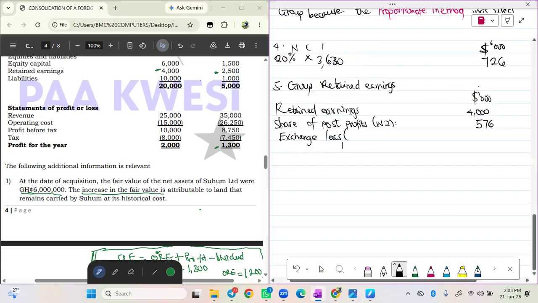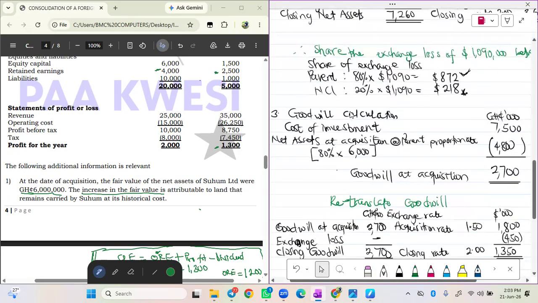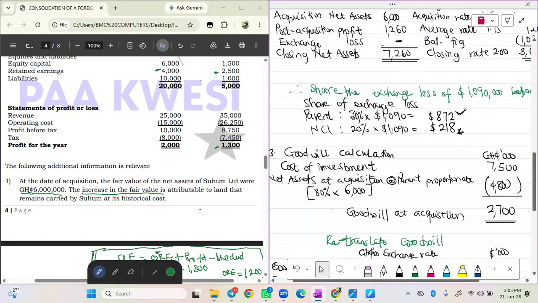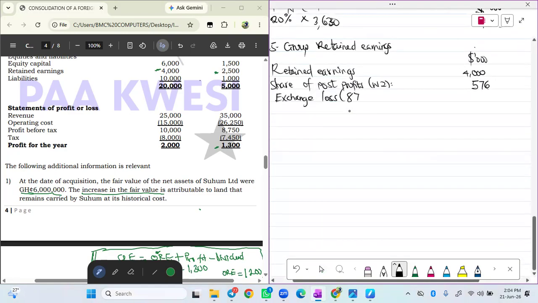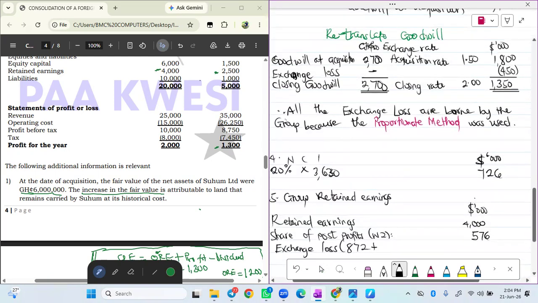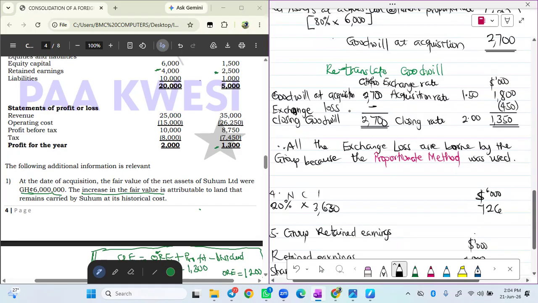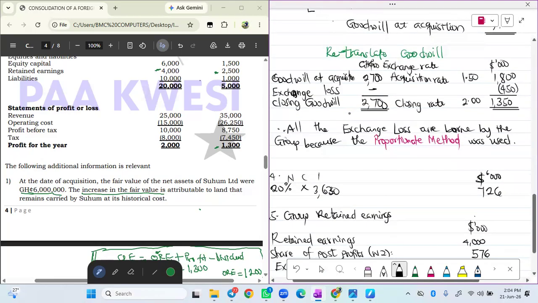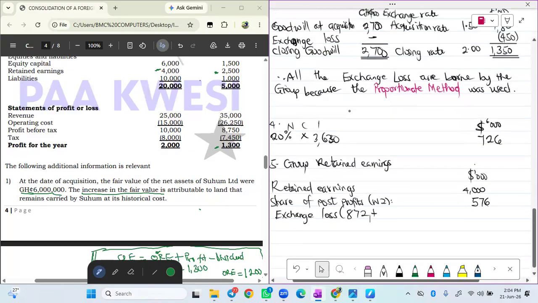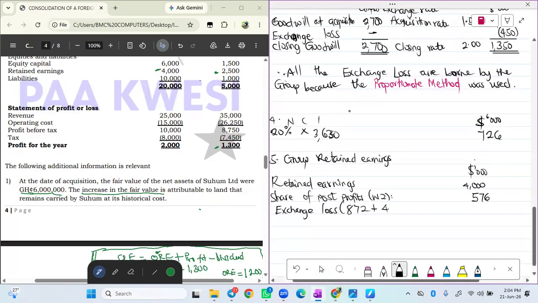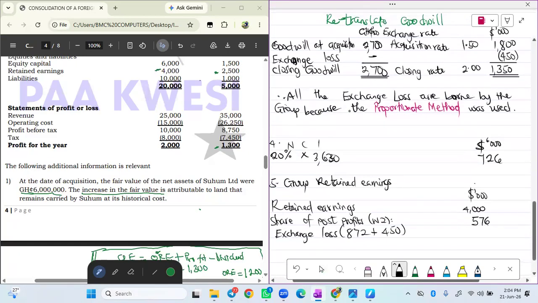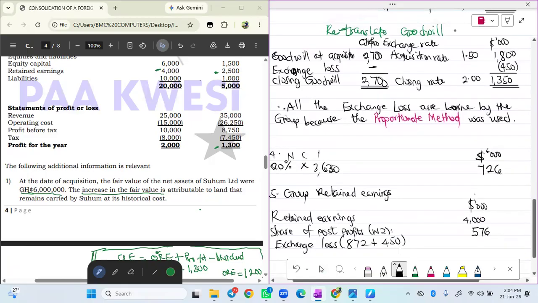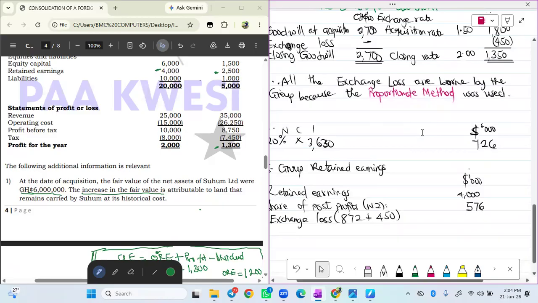So parents will get two parts. The first one will be the net asset, its share of loss. That one, when we share the loss, parents got what? 872. Plus, when we retranslated the goodwill, the whole exchange loss, 450. This one will be borne by the parents or the group because we are using proportionate method. So plus 450, all of them. If you were using full method, parents would have taken what? 80% of this 450. But this one, we are using proportions. So the parent will take all of it.